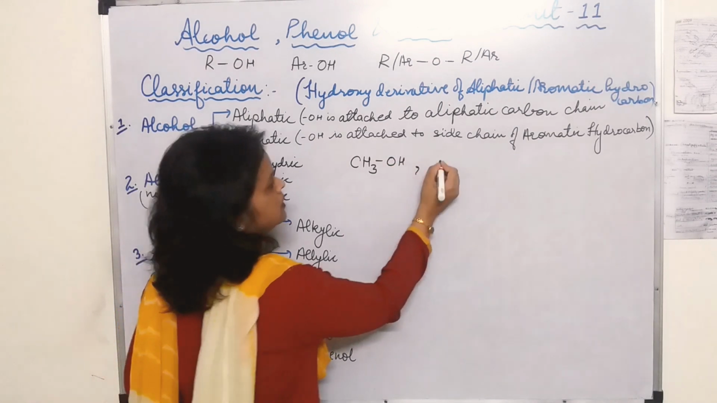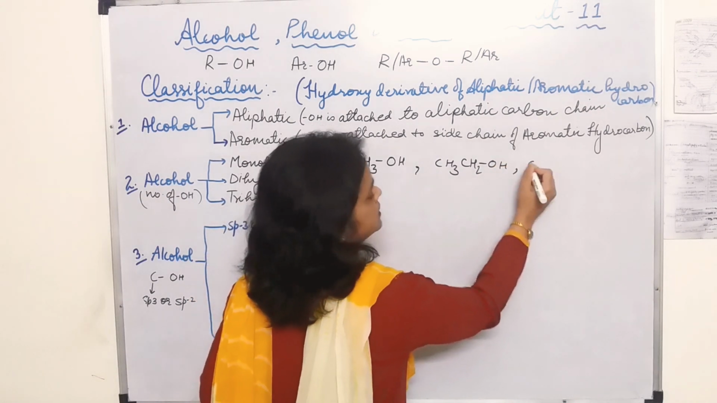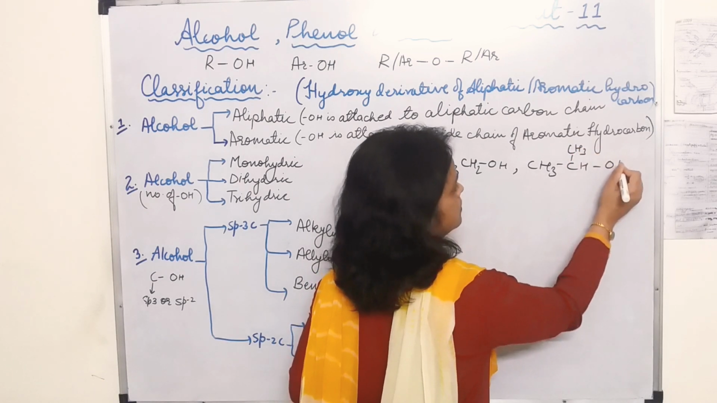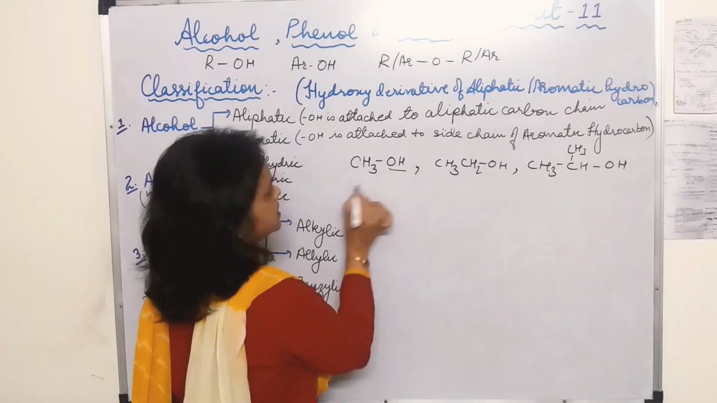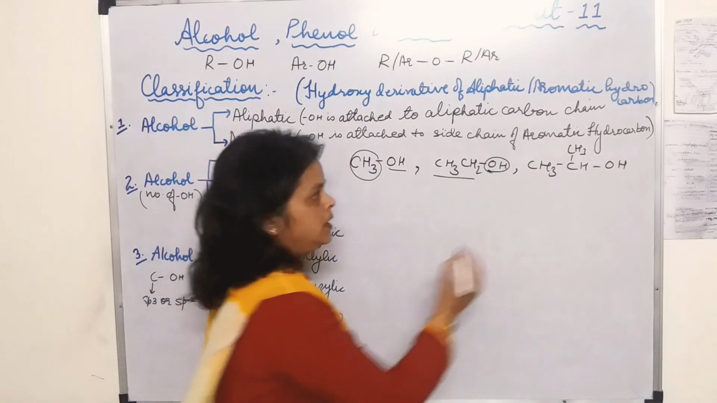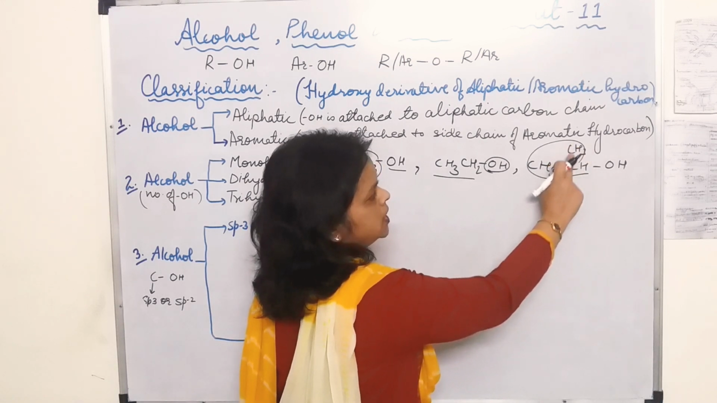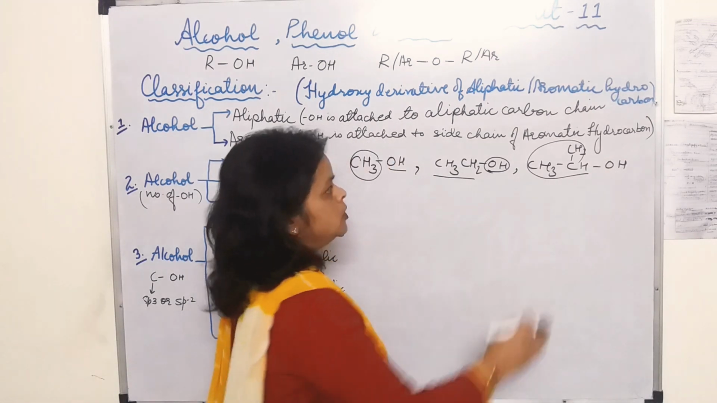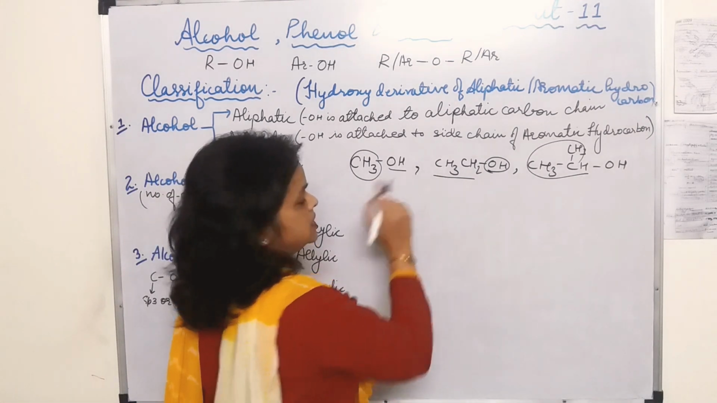CH3OH, CH3CH2OH, CH3CHOHCH3. In all these three examples, students, this OH is attached to an alkyl part. This is the OH and this is the alkyl part. Here also, this is the secondary carbon, that means the chain of 3 carbons, and this is the secondary carbon to which this OH group is attached. So all these are aliphatic hydrocarbons, and the OH is attached to them.